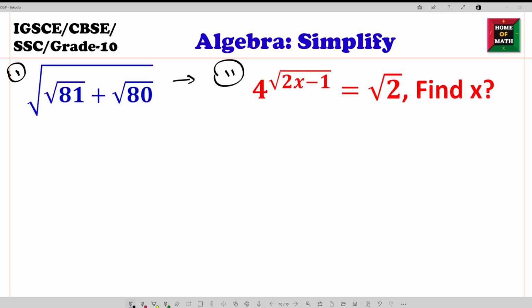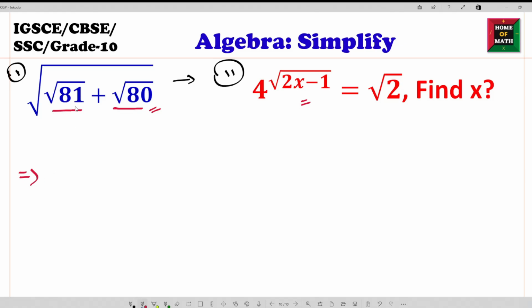In this video we are going to solve these two math problems. Let's start. Number 1: root over root 81 plus root 80.